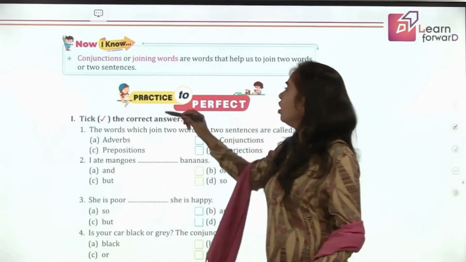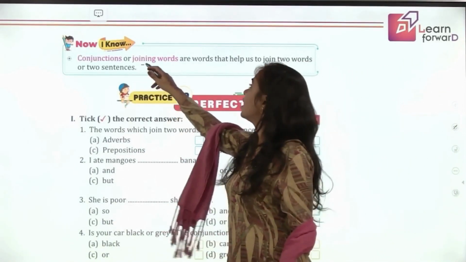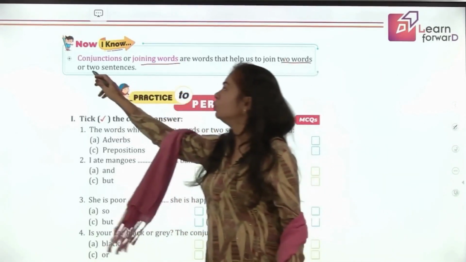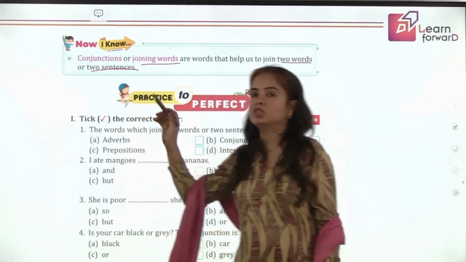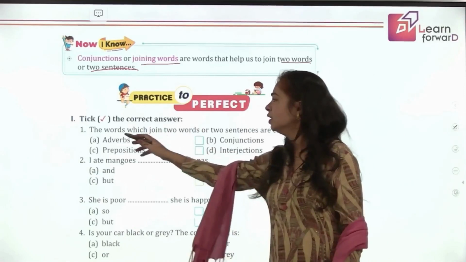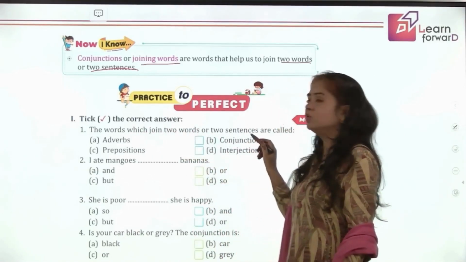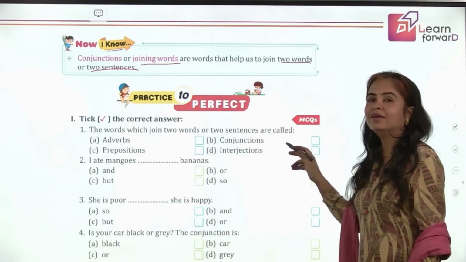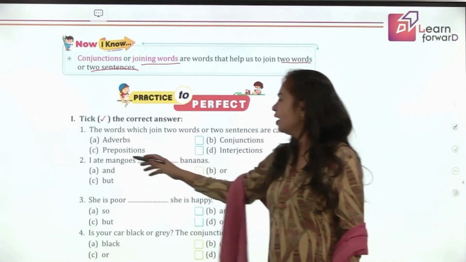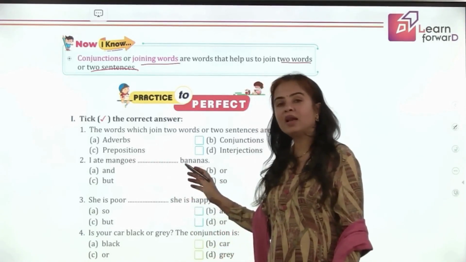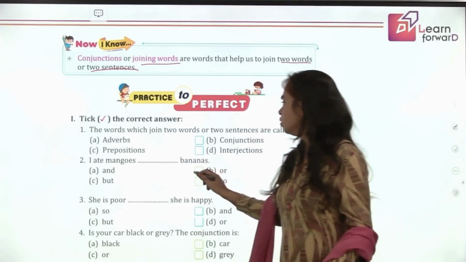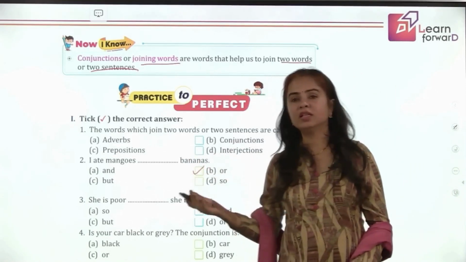Let's quickly recall what conjunctions are. Conjunctions are the joining words that join two words or two sentences. Let's do an exercise to see how much you have understood. Take the correct answer. The words which join two words or two sentences are called, what are they called? We have just done. Yes, they are conjunctions. I ate mangoes, bananas. So can you eat both of them together? Yes, of course. So, and together you can eat them.